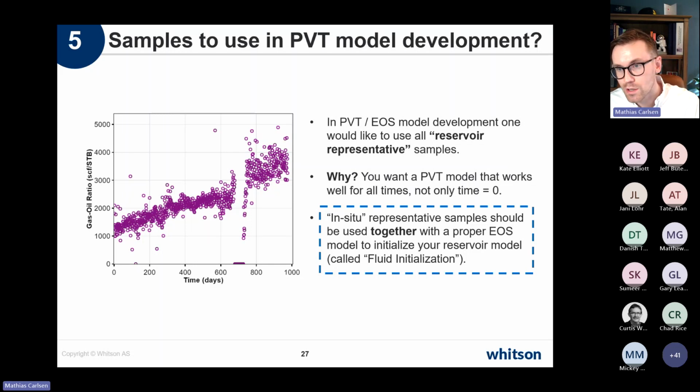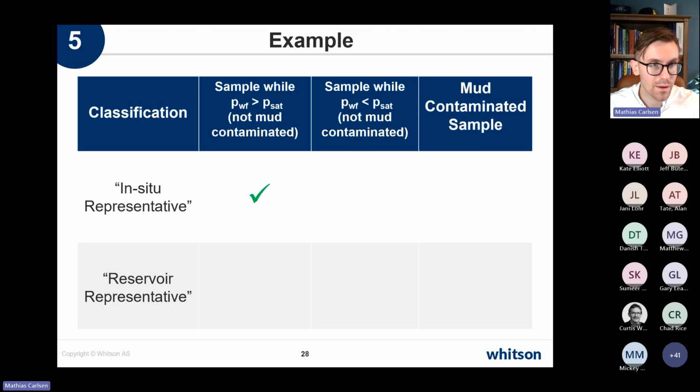So just to systemize this for you a little bit, if you've ever worked conventional reservoirs, where you have maybe mud contamination, etc., this might be something that resonates with you. An in situ representative sample, in very simple terms, would be a sample that's collected at bottom pressures above the saturation pressure. And that sample would also be reservoir representative.